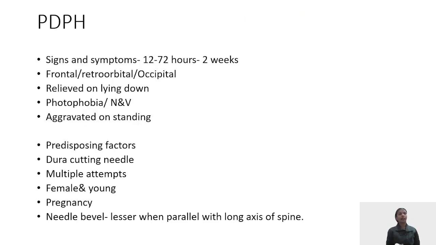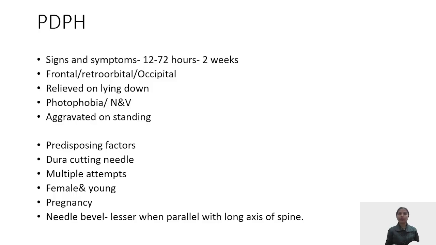What kind of pain? It's a throbbing pain in the frontal, occipital, retroorbital area, which can start anywhere from 12 to 72 hours, and it can persist till 2 weeks also. The characteristic finding in this pain, which differentiates it from the migraine, is it gets relieved when we lie down, and it gets exaggerated in the supine and the sitting position. I repeat, it gets relieved when we lie down and exaggerated as soon as the sitting position is there.